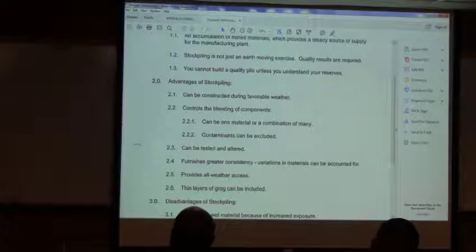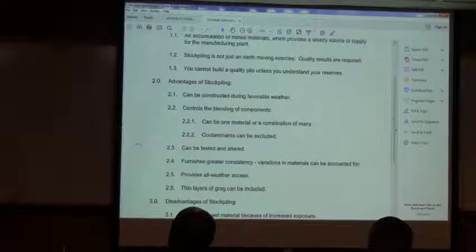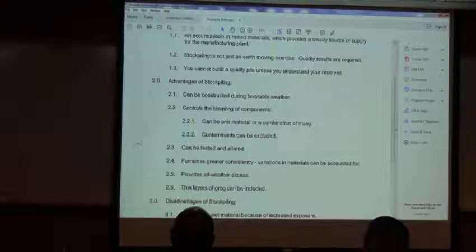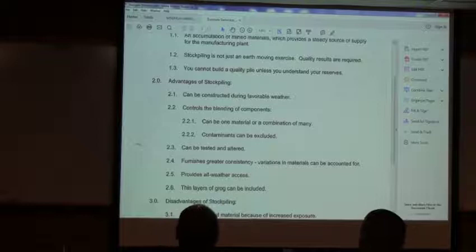Thin layers of grog can be included. That used to be pretty common. Doesn't somebody add sand to a stockpile now? Didn't Acme put sand in the stockpile? A layer of sand? Yeah, we put it in the pile. Okay. I was thinking I heard somebody had to put a layer of sand in there. I don't have that problem.